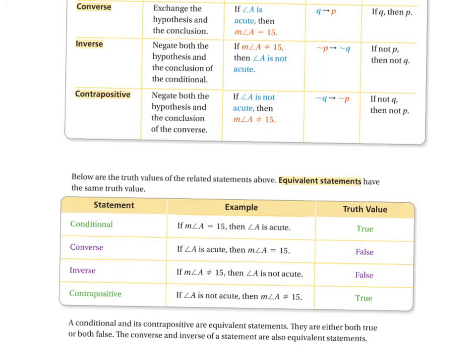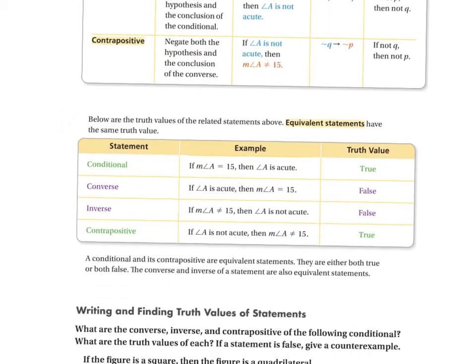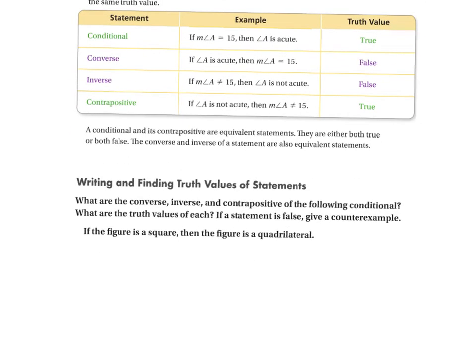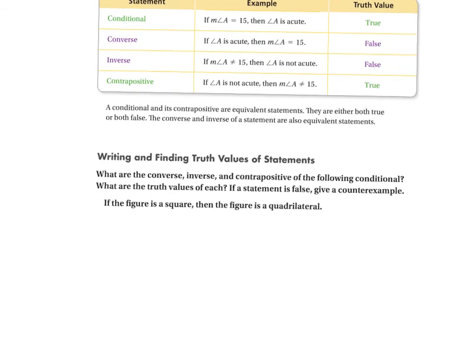Contrapositive, so you flipped them and you did the negation. So if angle A is not acute, then the measure of angle A is not 15. Okay, true. If it's not going to be acute, there's no way it's going to be 15. So that would be true. All right, so a conditional and its contrapositive are equivalent statements. They are either both true or both false, and the converse and inverse of a statement are also equivalent statements.